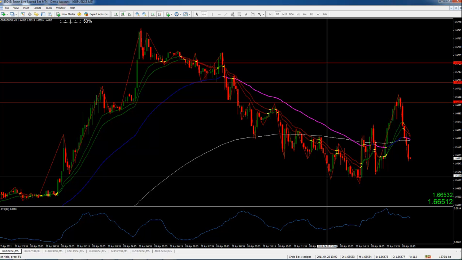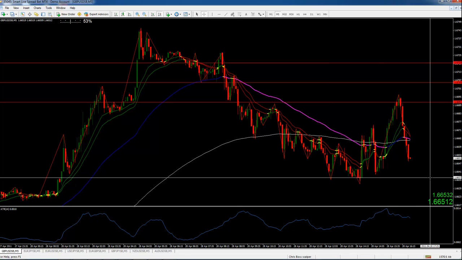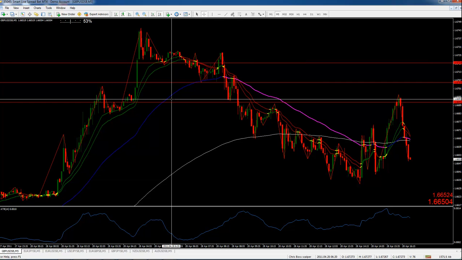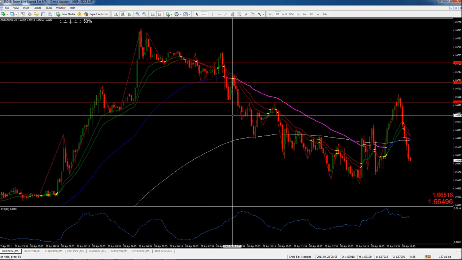That's just Cable. There's other pairs we can look at. What I recommend looking at is pairs with low spreads. I'll make a quick note of them. But look at the Kiwi, the Euro, and look for good setups and just get used to those.